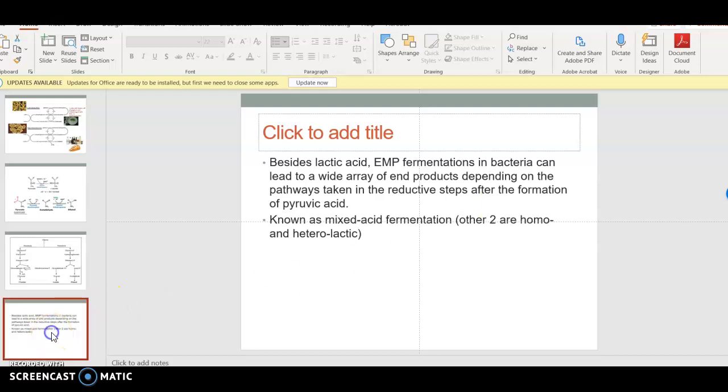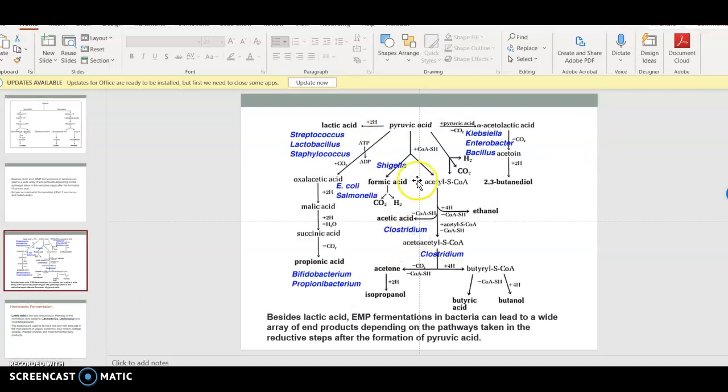Okay, so remember, pyruvate is the most important precursor for all the fermentation processes. As you can see from this graph, for example, the pyruvic acid, they can produce, major one is lactic acid. Okay, and also they can produce some kind of alcohol, for example, butanediol or butanol. Okay, they can produce other kind of acid, for example, butyric acid. Okay, and propionic acid, they can also produce isopropanol, one kind of the alcohol.